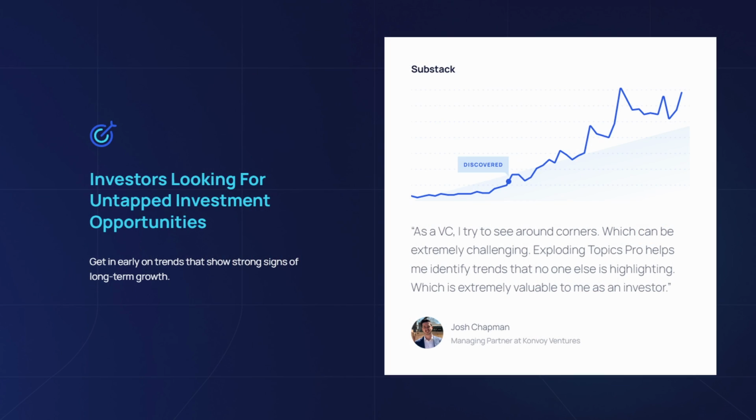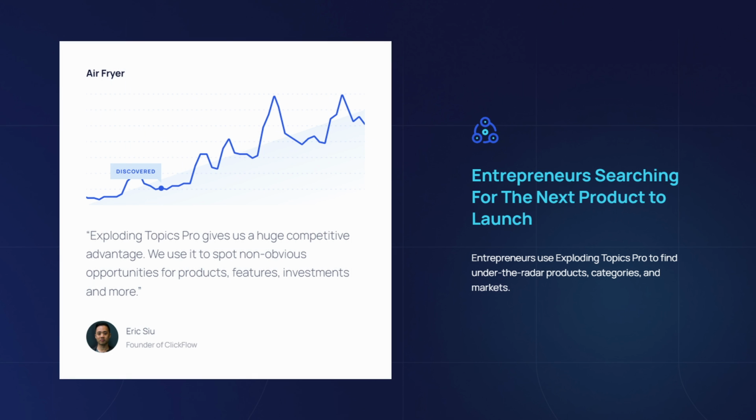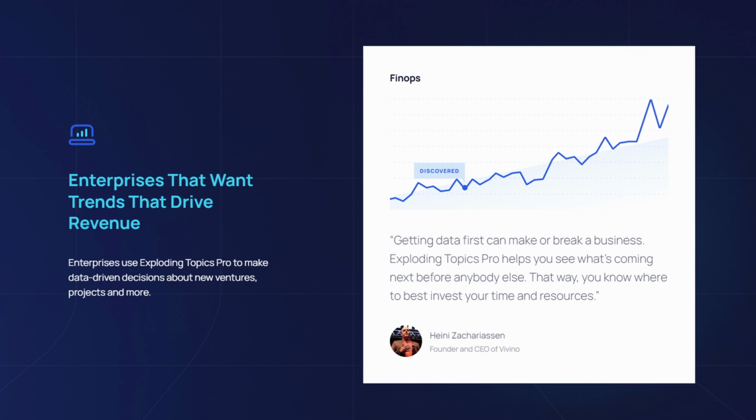So who is Exploding Topics Pro for? It is great for investors who want to find opportunities before everyone else, especially if they are startups, because they can find trending companies early that have strong signs of growth. It is also great for entrepreneurs preparing their next product launch, because they can find low competition products, categories and markets, or even an idea for their next book, course or any other type of product or service. It is also great for businesses who want to follow trends to drive up revenue and take a more data-driven approach to decision making, for new ventures, projects and more.